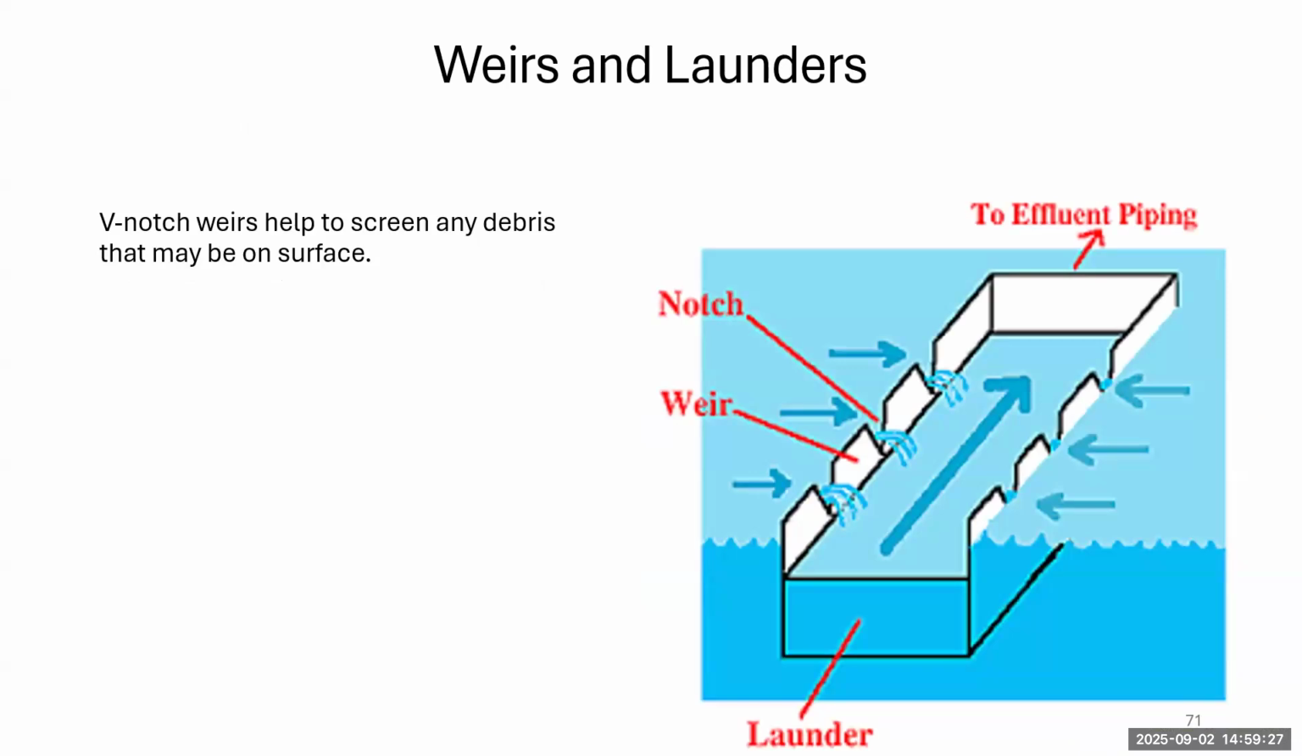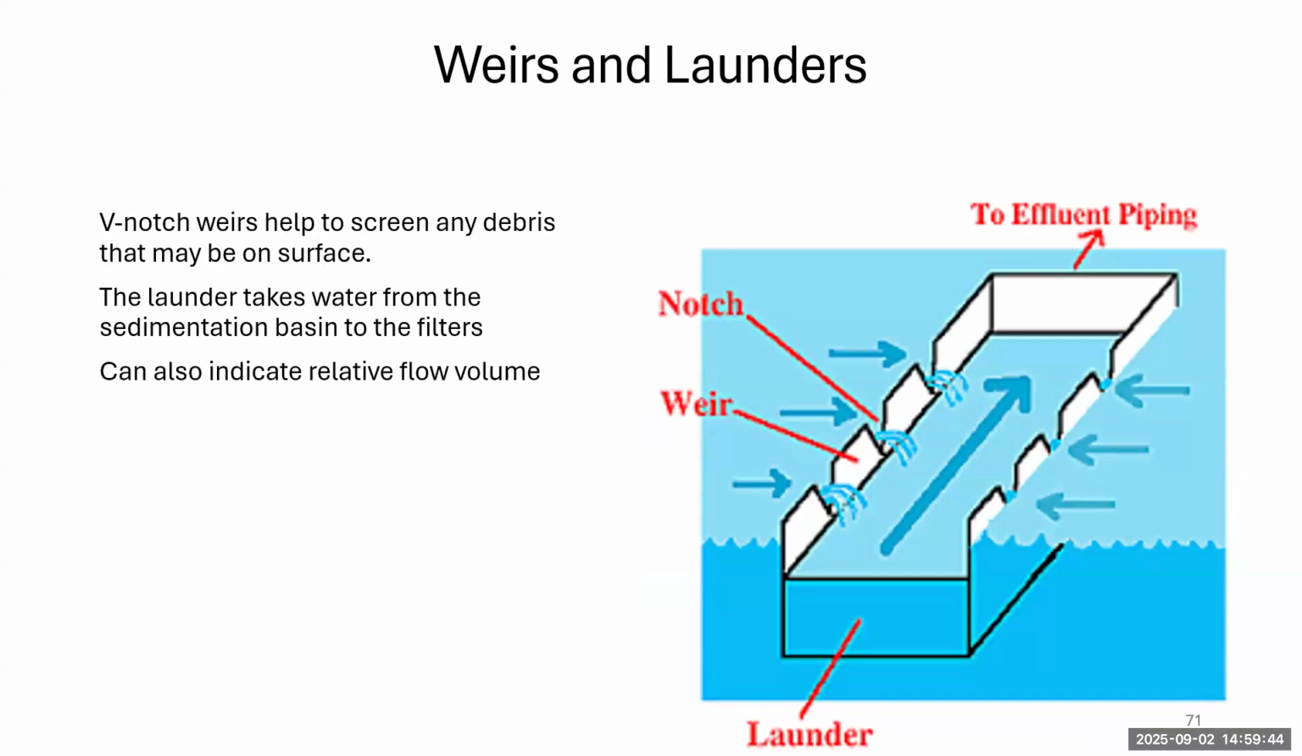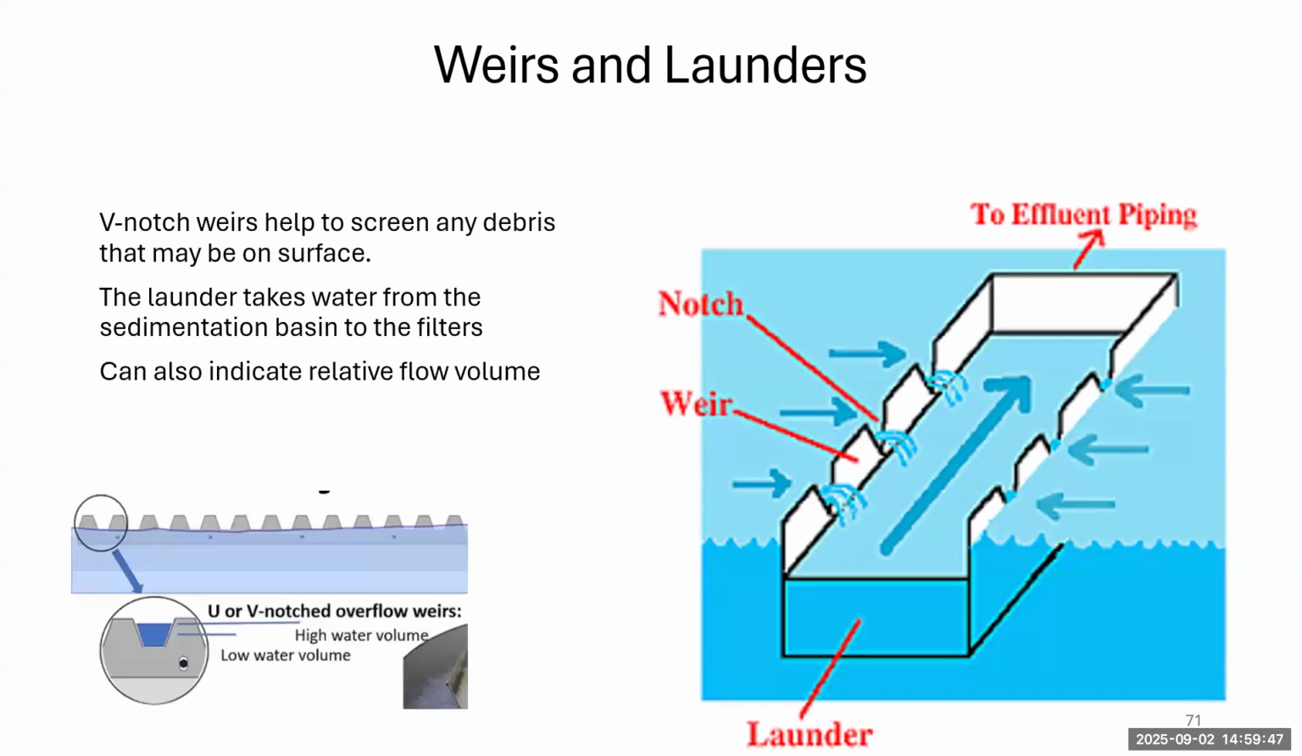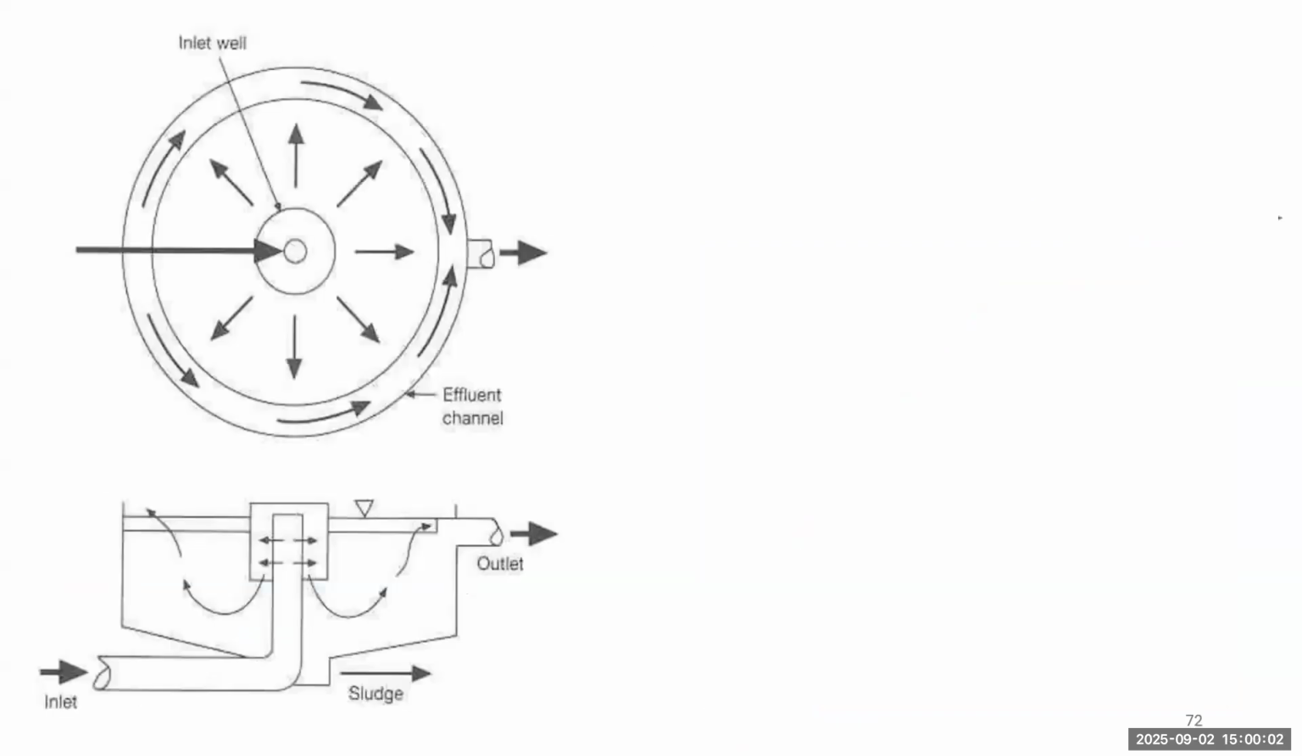As the water exits, it is collected in launders, which are going to carry the water to the filters. You'll see a V-notch weir. It has the dual function of helping to screen out any kind of debris that might have fallen in if it's open air, and also it can indicate the flow volume. If you look at the image on the lower left of your screen, you can see where a low water volume versus a high water volume might fall on that weir. It'll give you an indicator of the relative water flow.